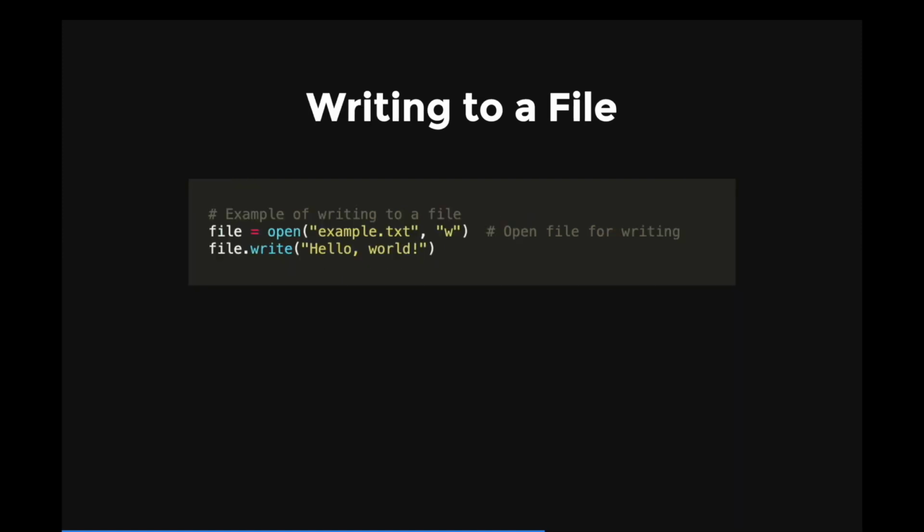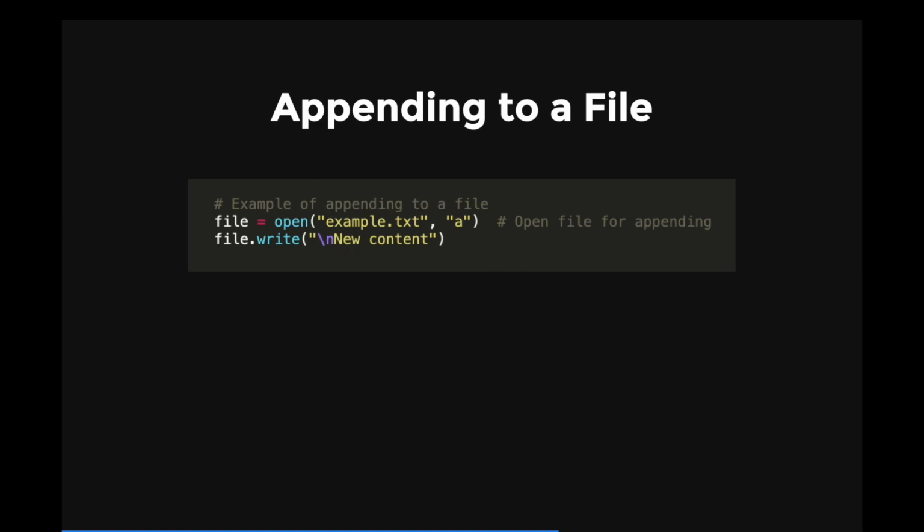Writing to a file. To write data to a file, you'll need to open it in write mode, which is w. If the file does not exist, it will be created. If it already exists, its contents will be overwritten. So you have to be careful. Here is an example where I'm saying file equals open example.txt, the same file, in write mode. Then I can say file.write hello world, and it will overwrite the existing contents. If the file is not available, it will create that file and then write this text in there.